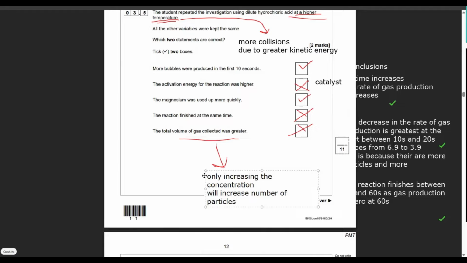The total volume of gas collected was greater. No, that's not true. In order to increase the total volume of gas, you'd need more magnesium or more acid particles, but they use the same amount. So you can't make more if you don't have more ingredients. There we go. And the reaction finished at the same time. No, we just said it finished more quickly because it's at a higher temperature. So it's going to be over more quickly. It'll reach 0 first. And that's the end of the question.